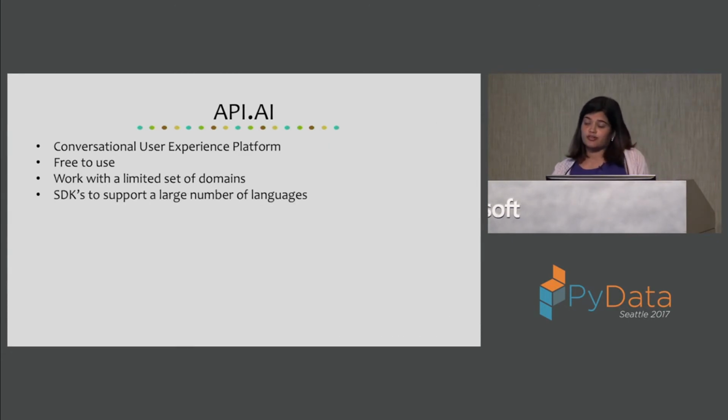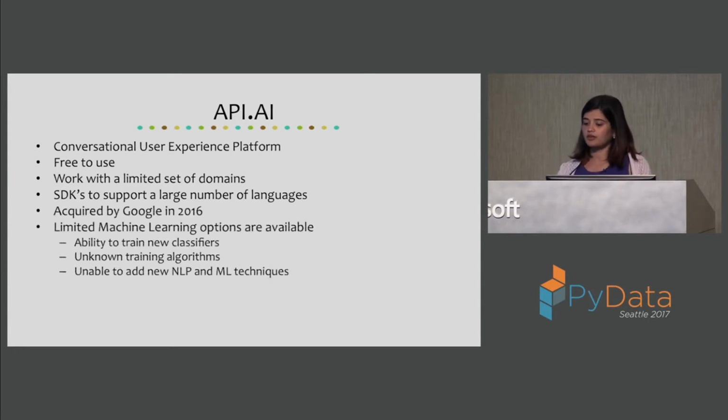It supports a large number of languages, which is also very interesting and very, very rare. It was acquired by Google in 2016. And it also has the ability to train new classifiers. If you have your own data, if you want to train on something more proprietary, you could do that. And as long as that data is not sensitive, you can actually share that data and train your own models.